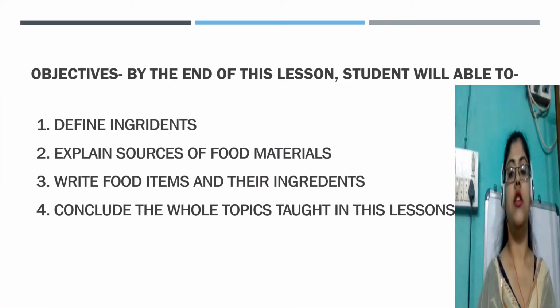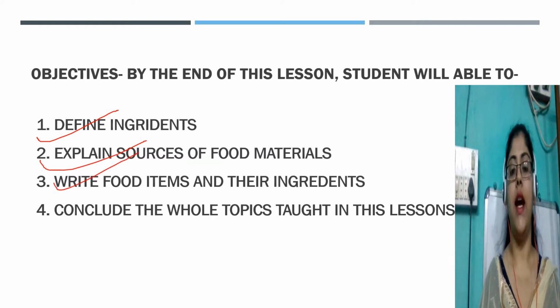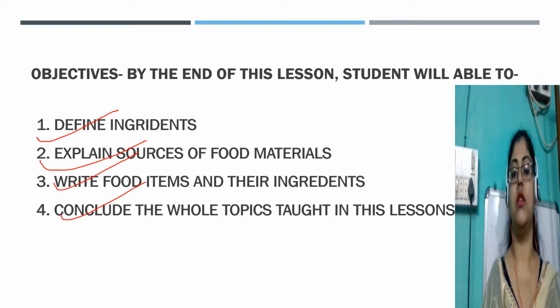Yes class. So, we have some objectives that we are going to cover in this lesson. By the end of this lesson, students will be able to define ingredient, explain sources of food material, write food items and their ingredients, and conclude the whole topic that is taught to you in this session.